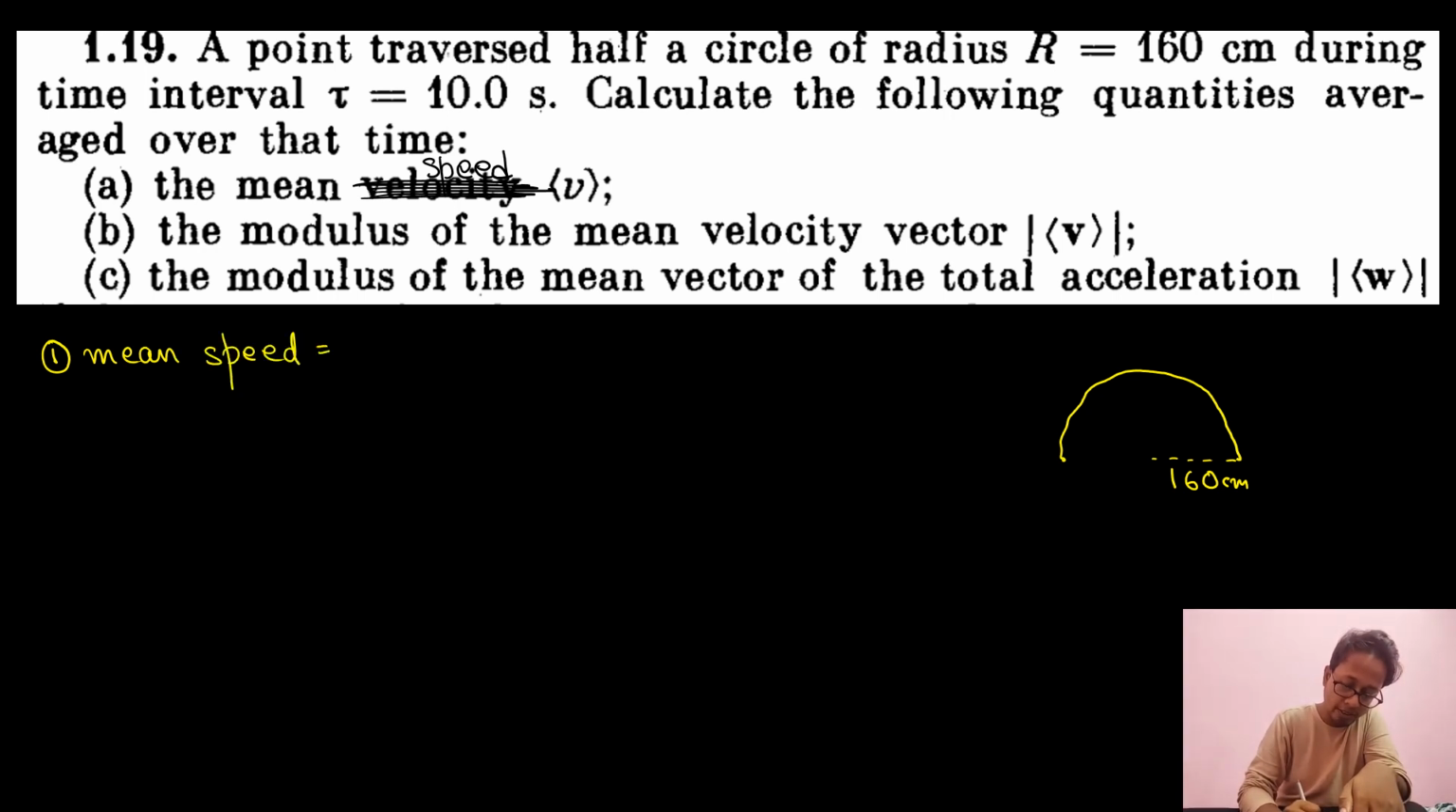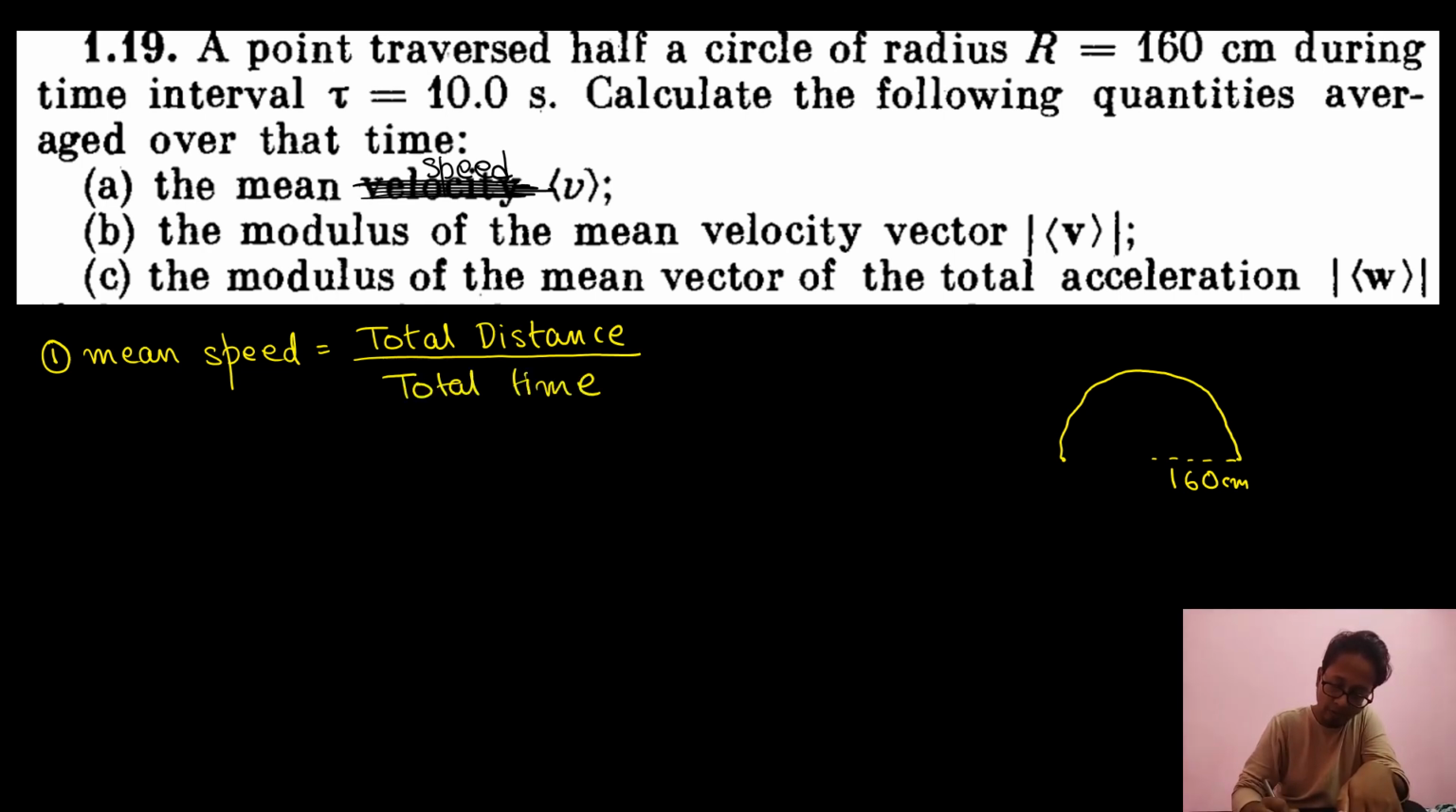Mean speed is always total distance divided by total time. The total distance is nothing but, what is the total distance of a semicircle? Pi into r, which is nothing but pi into 1.6. The total time is nothing but 10 seconds. So it is nothing but 1.6 pi by 10 meter per second.